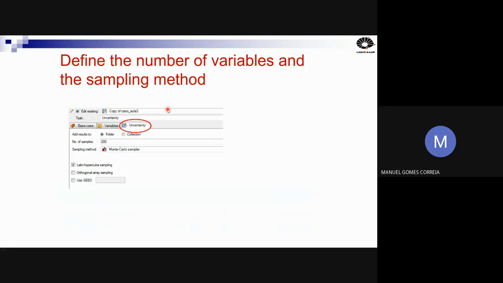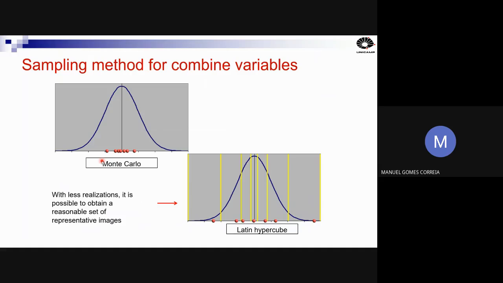So in Petrel, now we're going to define how many images we want, how many models we want to work with. In this example, we have 200 models, and then you choose if you want Monte Carlo sampling or Latin hypercube sampling. The main difference between both is that normally we always use Latin hypercube. It's the most recent technique.